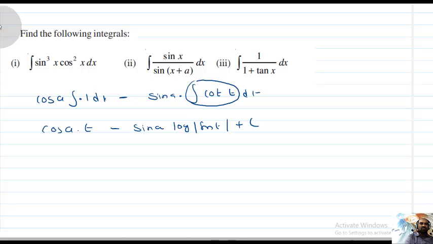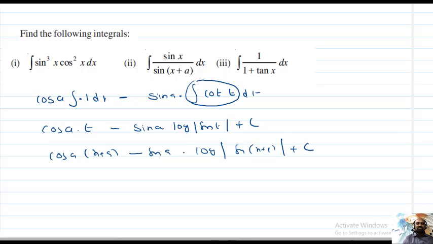Instead of t, what should you write? x plus a you can write. Cos a into x plus a minus sin a into logarithm of mod of sin of x plus a plus c. Okay, student, this is the answer.